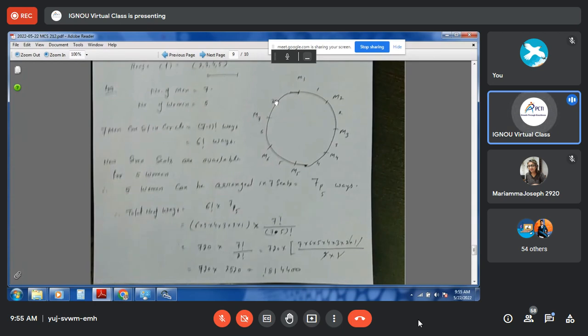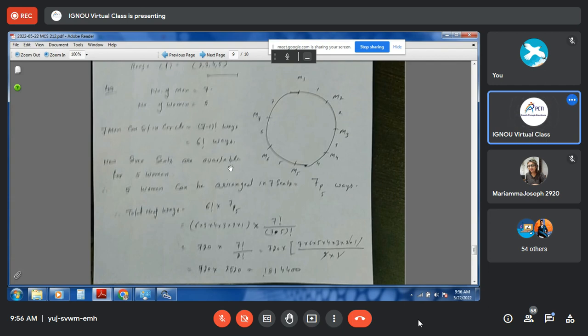No, there are 7 vacant places. It means 5 women have to be arranged into the 7 seats. How? 5 women can be arranged in 7 seats in 7P5, that is nPr, ways.